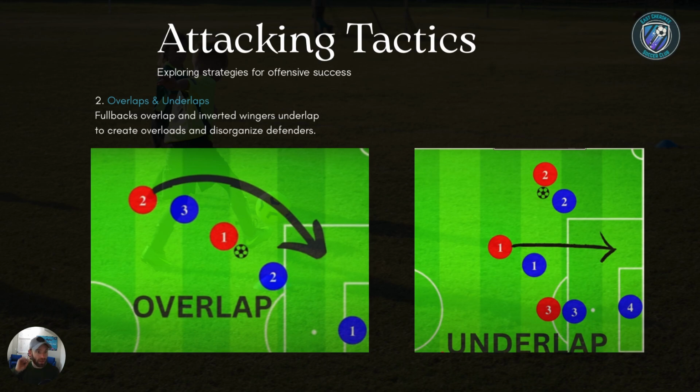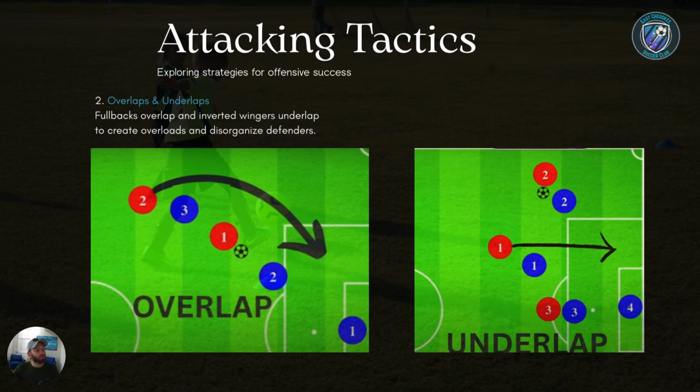Underlapping is a very similar concept, except we're not going to the outside of the field. We're coming to the inside of the field. So you can see here that red number 2 has a perfect passing lane to pass into red number 1. The only thing he's got to read here is the position of blue number 1 and blue number 2 to make sure that that's going to be a safe and secure run.